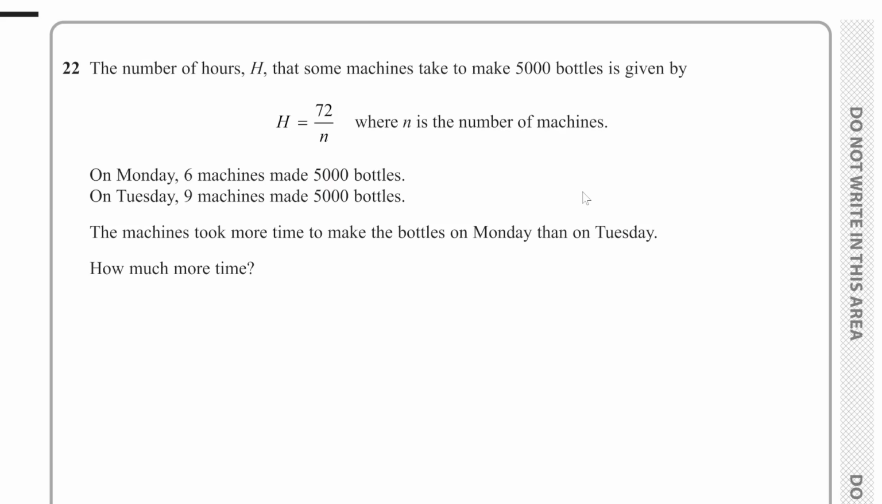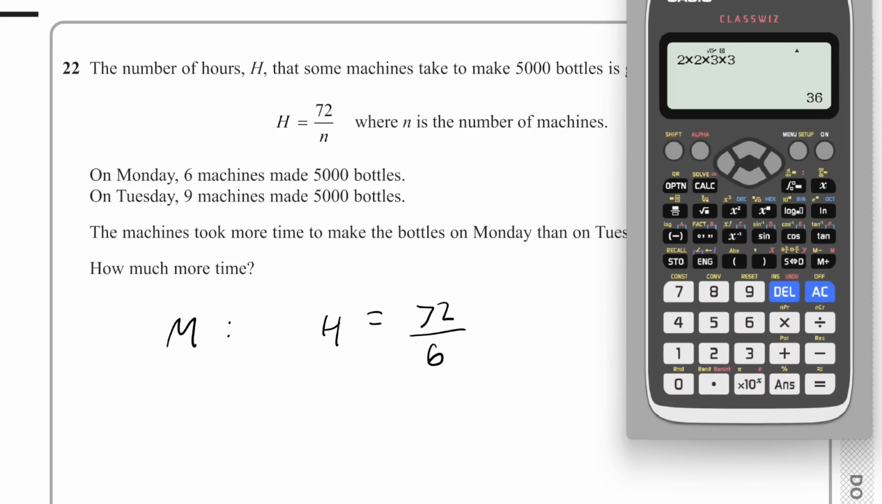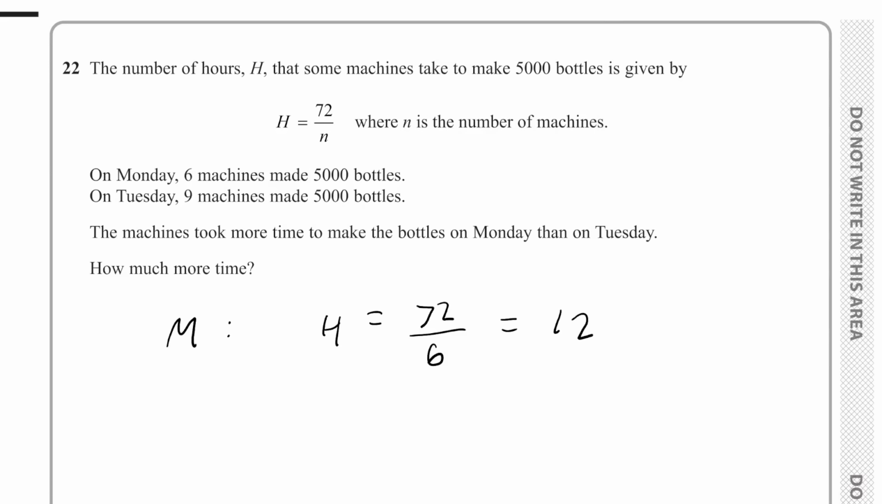Question 22. The number of hours, H, that some machines take to make 5,000 bottles is given by H equals 72 over N, where N is the number of machines. On Monday, 6 machines made 5,000 bottles. On Tuesday, 9 machines made the bottles. The machines took more time on Monday than Tuesday. How much more time? So for Monday, the number of hours was 72 divided by 6. And 72 over 6 is 12. So 12 hours on Monday.